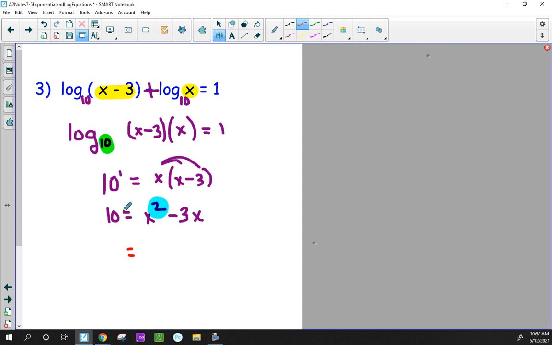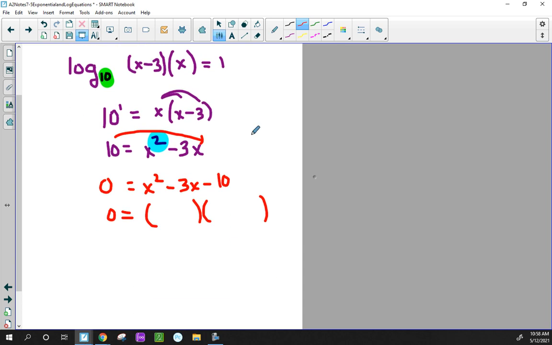So what we need to do is move this 10 this direction and force the equation to be equal to 0. So you'll drop your x squared down, then your minus 3x, 10 comes across as negative 10, and then you're going to solve that equation by factoring, formula, completing the square, whatever works for you. I'm going to see if it factors first because that's usually the shortest method.